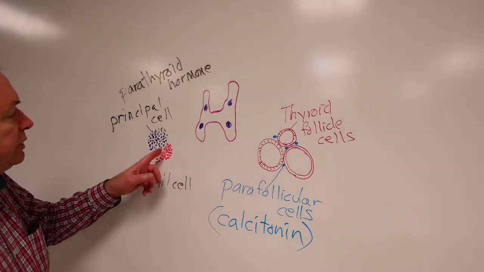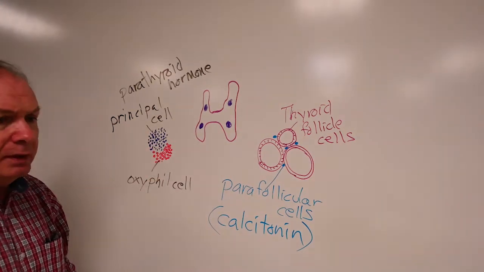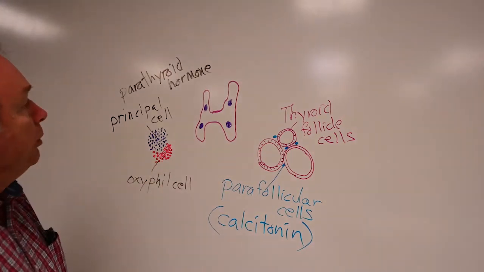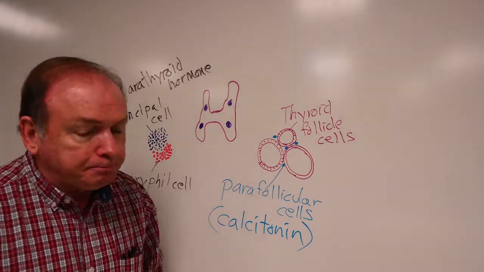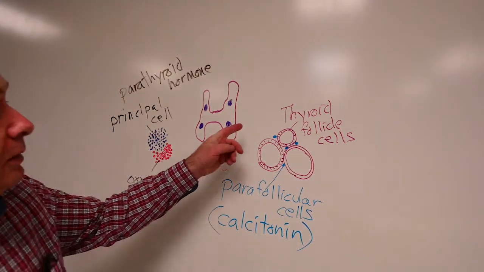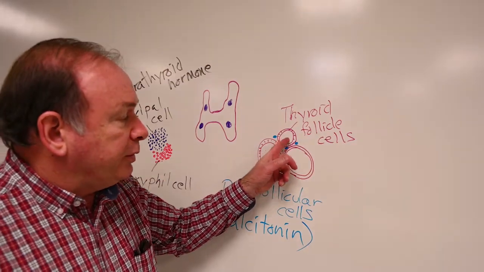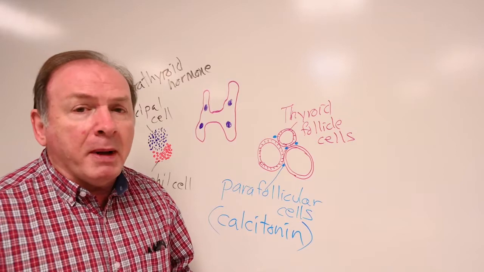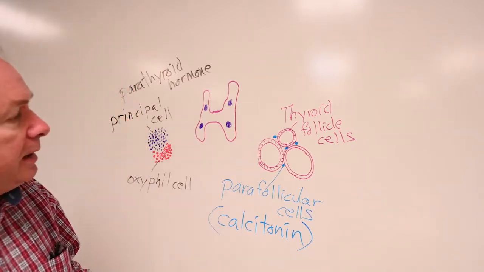In addition to these 2 cell types, there will be bits of connective tissue and blood vessels worked into the parathyroid gland. Oh, thyroid follicle cells, don't forget about this. These produce thyroid hormone, which helps to regulate your overall metabolic rate. Most people are aware of that.